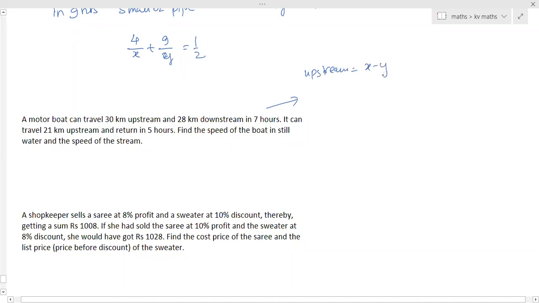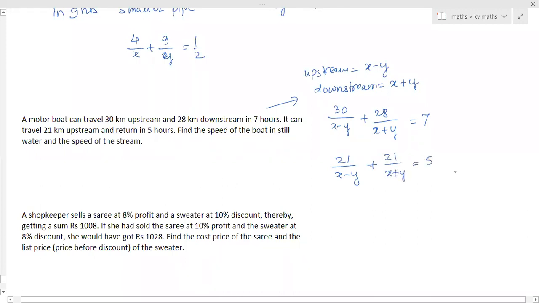Upstream speed is x minus y and downstream speed is x plus y. So the equation will be 30 divided by x minus y plus 20 divided by x plus y is equal to 7. First equation. And upstream again it is moving 21 kilometers, so 21 by x minus y, and returns back, that means the same distance it has covered, x plus y is equal to 5. So these are the two equations.